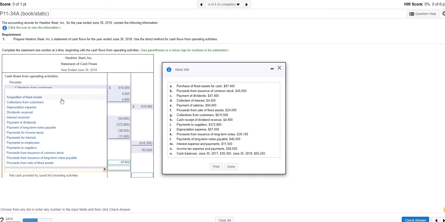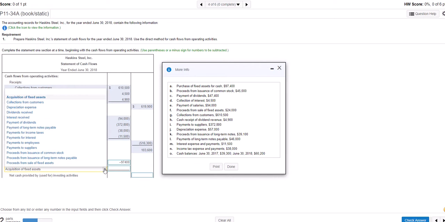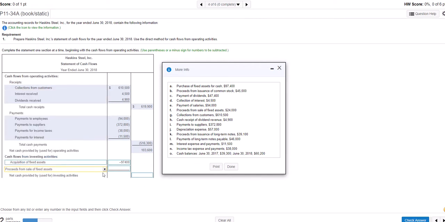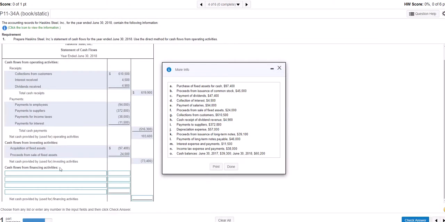And then I sold some fixed assets, so I have proceeds, right? So that will be a positive. And then I'll just net those out and I'll come up with a minus 73,400. Okay, so let's see how well I did there. All right, and then the last part is really determining how I finance my business.